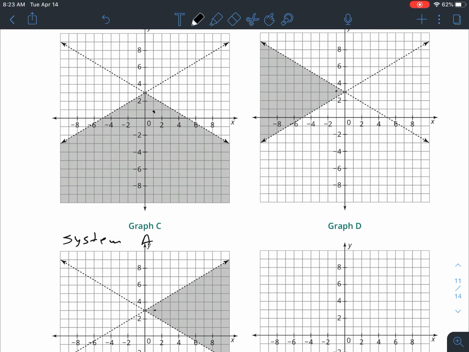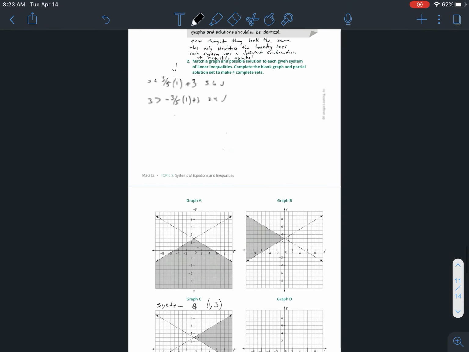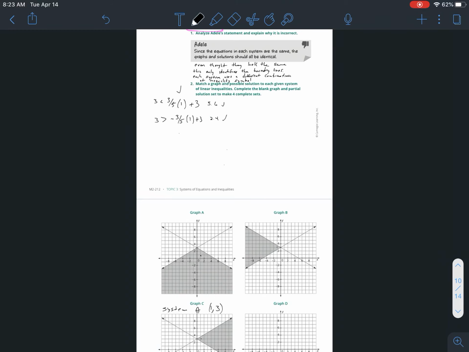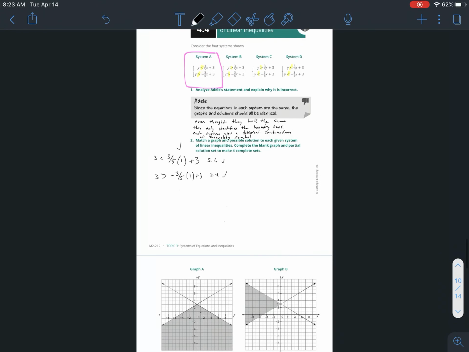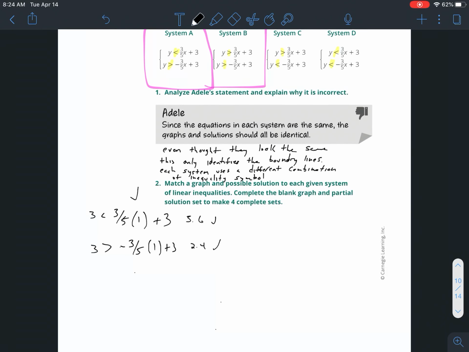And a possible solution set, as we said, would be (1, 3). I know it says given a system, complete, so we did that one there. Now let's look at system B. Now we're down to 3 graphs, so we'll make this a little easier on us.